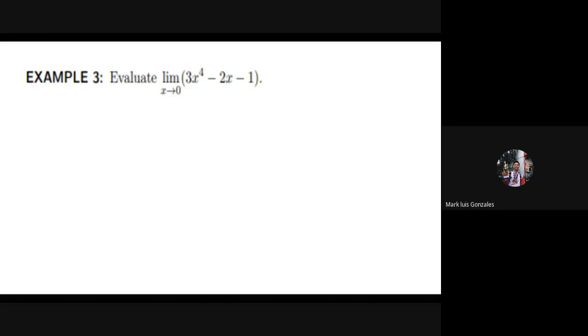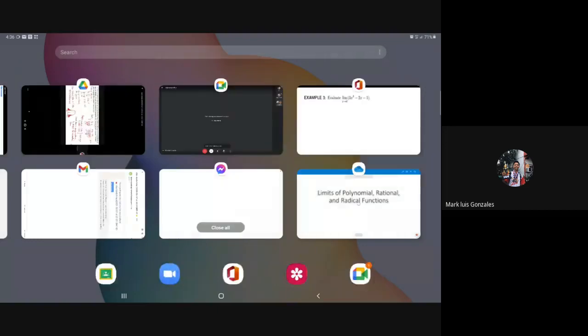Oh, wait. I think I have to stop my share so I can see you. Okay, go ahead, Miko. I can see you. Why can't I see it?